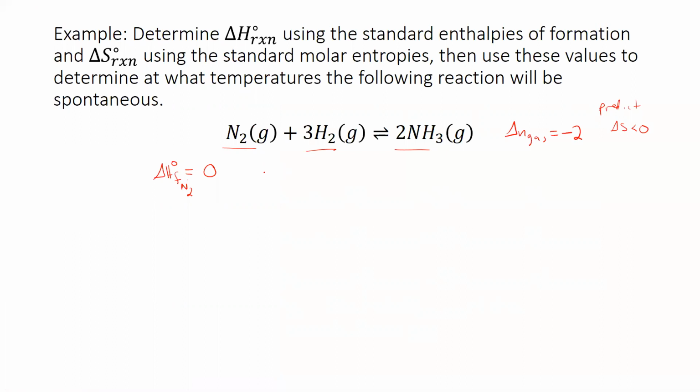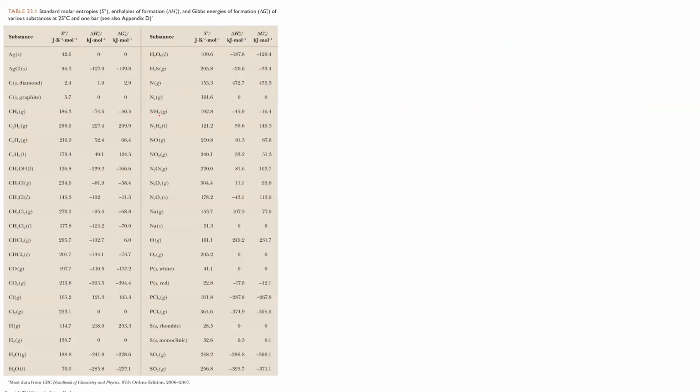Hydrogen's in the same boat. The delta H of formation for H2 is also 0, because hydrogen gas in its standard state has an enthalpy of formation of 0. So we really only have one that we need to deal with, and that is the standard enthalpy of formation of NH3, ammonia. We go to our table, just like we've done in the past, and there's ammonia right there. I'll underline that. It's negative 45.9 kilojoules per mole.